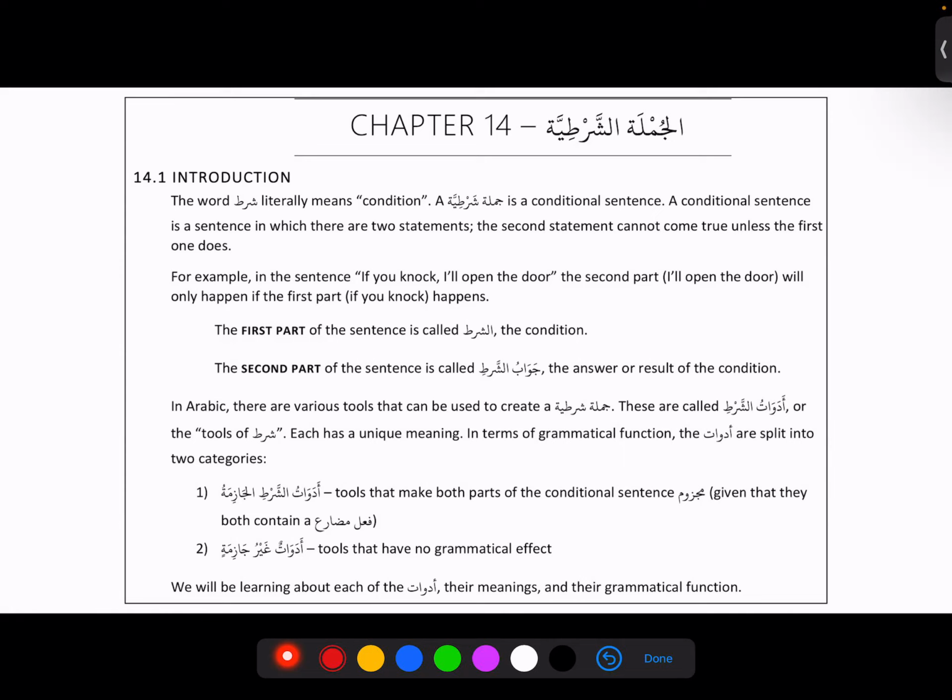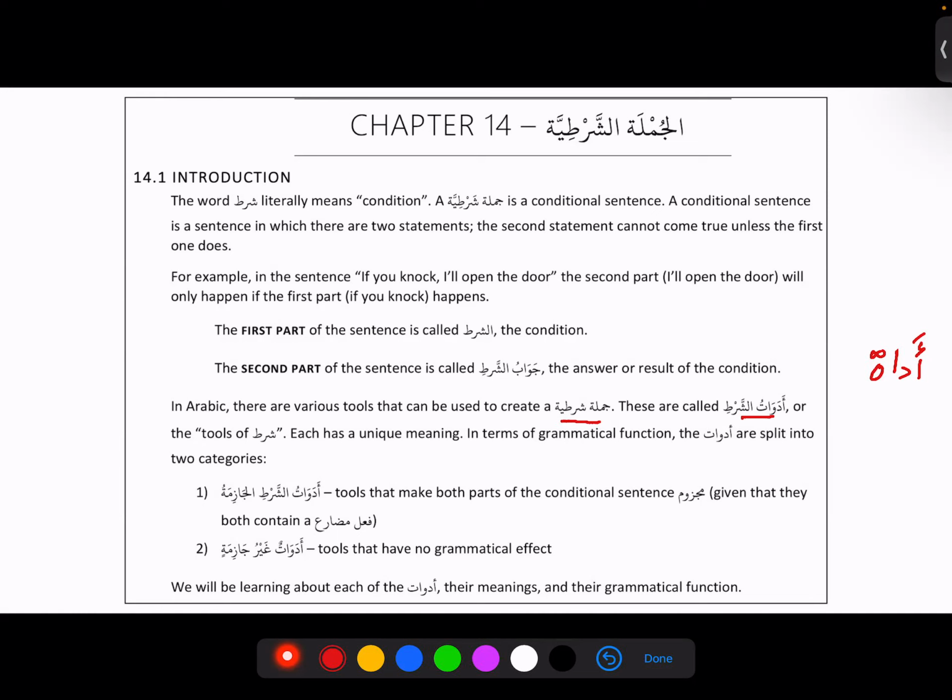In Arabic, there are various tools that can be used to create jumla shartiya. For jumla shartiya, we can have many different rules. And you will see in the Quran Pak a lot of shart statements. These are called adwatu shart, right? Adawat means tools, and this is the plural. And what is the singular? Adat. Okay. So adat is the singular one, and adawat is the plural one. So adawatu shart, there are going to be many different tools to create shart.